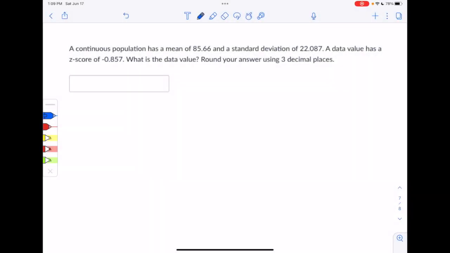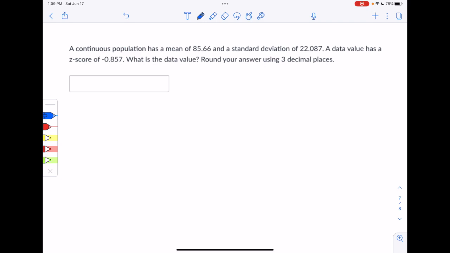This one comes from section 3.5. A continuous population has a mean of 85.66 and a standard deviation of 22.087. A data value has a z-score of negative 0.857. What is the data value? Round your answer using 3 decimal places.